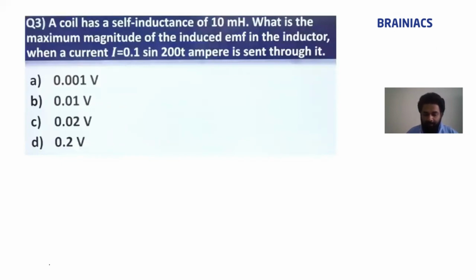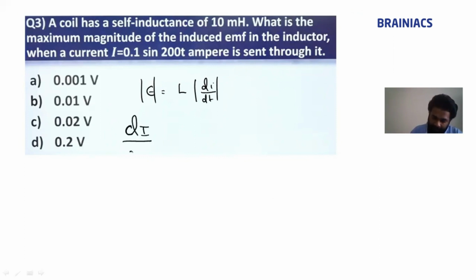Next problem: a coil has a self-inductance of 10 millihenry. What is the maximum magnitude of induced EMF in the inductor when a current I is equal to 0.1 sine 200t ampere is sent through it? So E is equal to what? Magnitude of E is equal to L di by dt. Sine is not there in the options, so directly we will go with the magnitude. Current is given, so let us find di by dt.